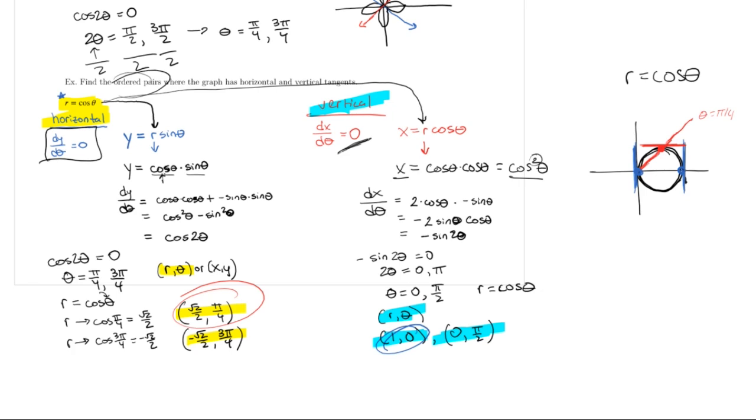And then finally, where is negative root 2 over 2, 3 pi over 4? So 3 pi over 4 is somewhere over here. And since we're going out a negative radius, it actually sends it away from that 3 pi over 4 up there in the top left corner, so it actually sends it down there. And you can see that that is the place where we have the other horizontal tangent line.